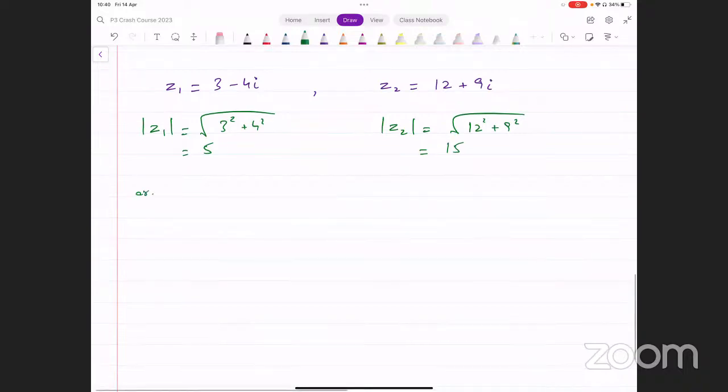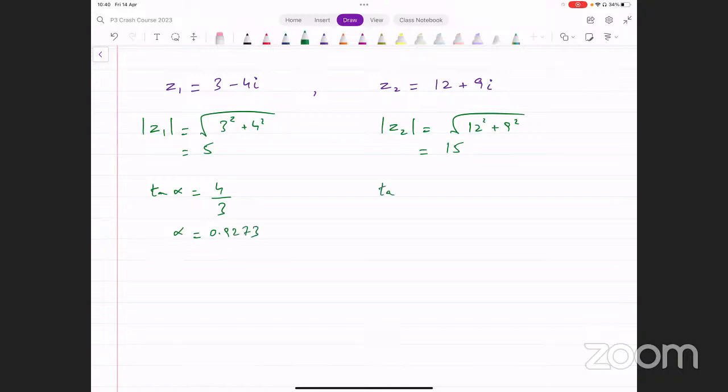Now let's find the argument for both of them as well. We'll have to find the basic angle first of all. Basic angle, tan alpha is going to be 4 over 3. We could find the basic angle from this. Let's see what that turns out to be. Make sure your calculator is in radian mode for this. Tan inverse of 4 divided by 3. This is giving me 0.9273. It's not an exact form, but that's what I'm getting.